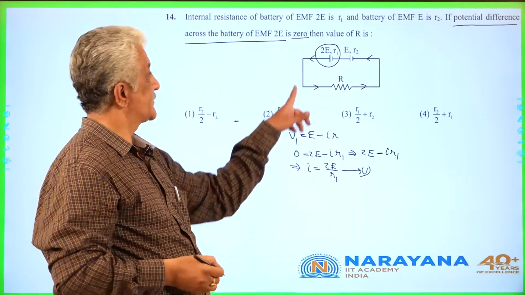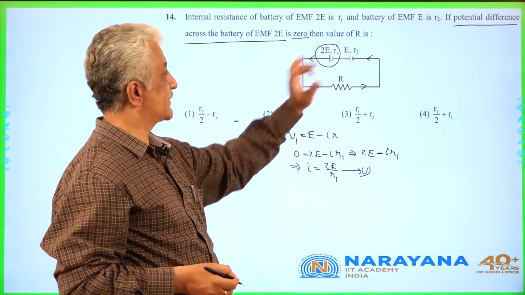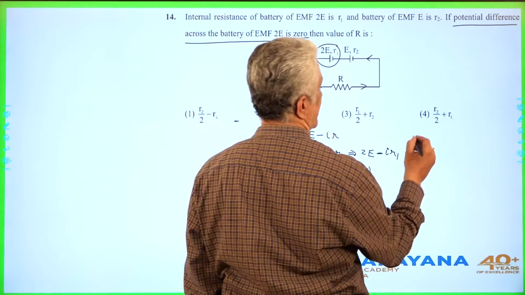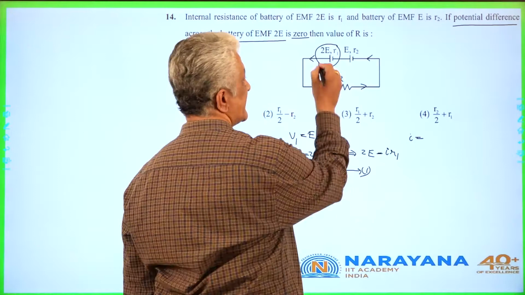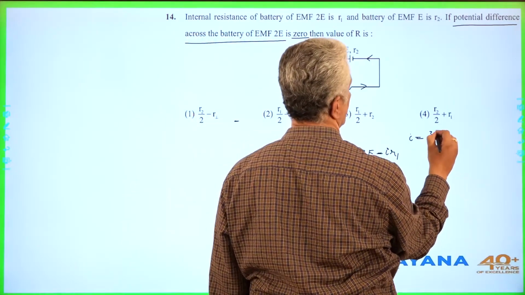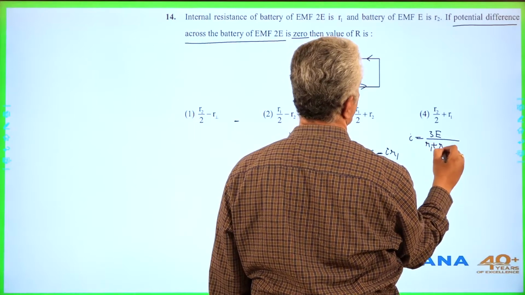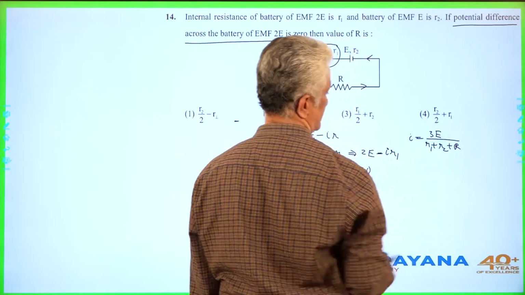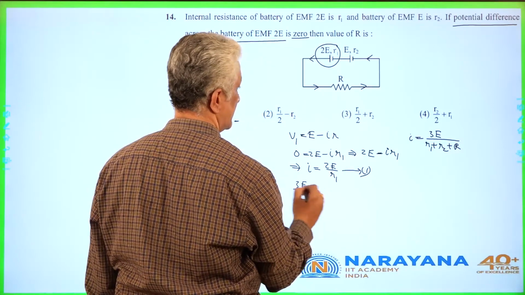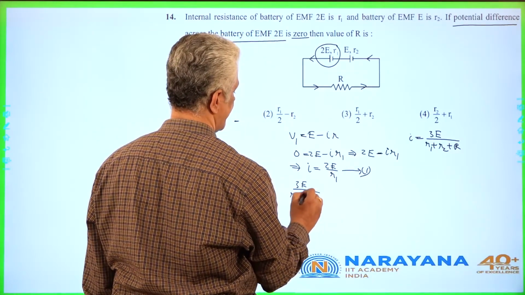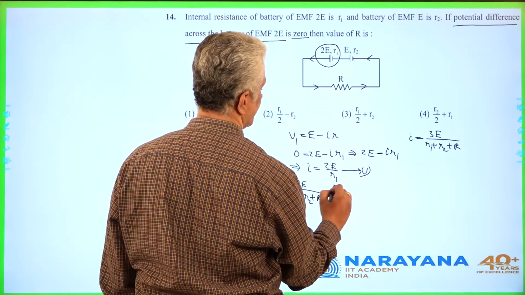But what is I? Total current flowing in the total circuit here. As no other branch is there, total current we can calculate very easily by using the Kirchhoff law or Ohm's law. What is Ohm's law? Total EMF is 3E by total resistance R1 plus R2 plus R. And if we substitute that in this, 3E by R1 plus R2 plus capital R is 2E by R1.